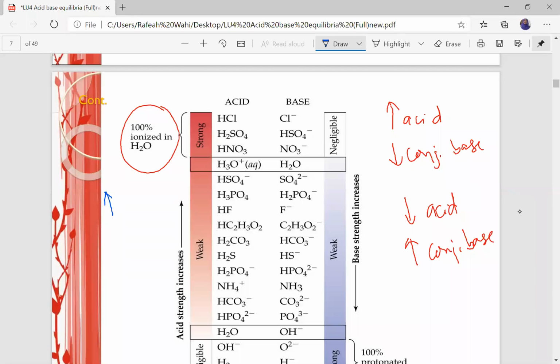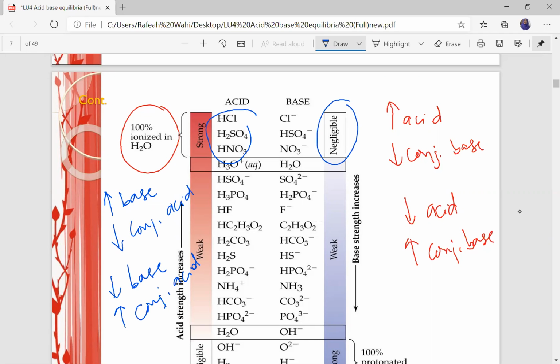The stronger the base, the weaker the conjugate acid. And the weaker the base, the stronger the conjugate acid. Okay? So if you look at here, we have the strongest acid. In this table, it indicates that the strength of the conjugate base is negligible, meaning it tallies with the statement just now. The higher the strength of the acid, the lower the strength of the conjugate base.